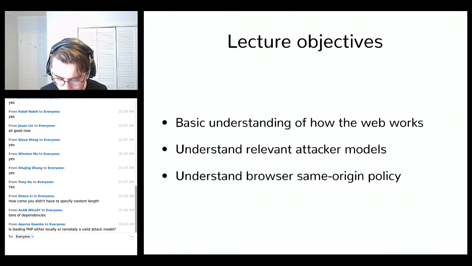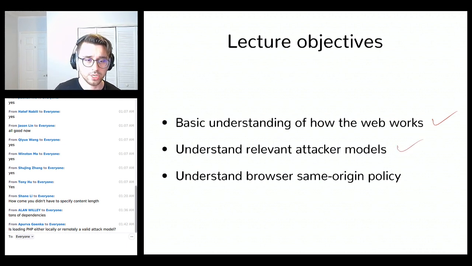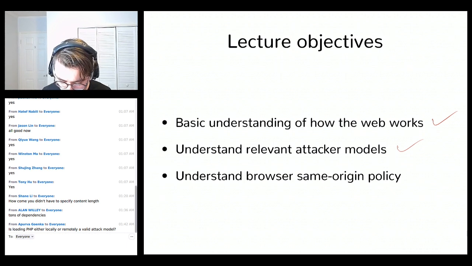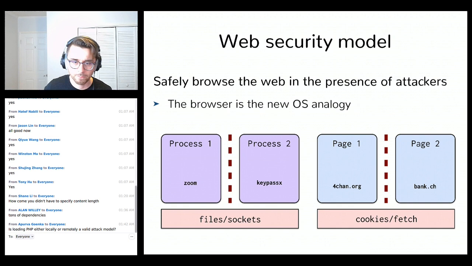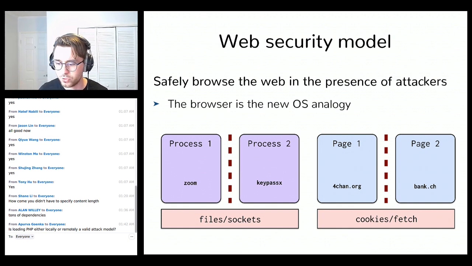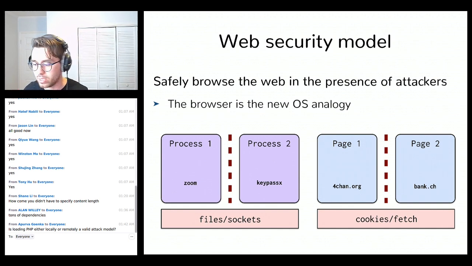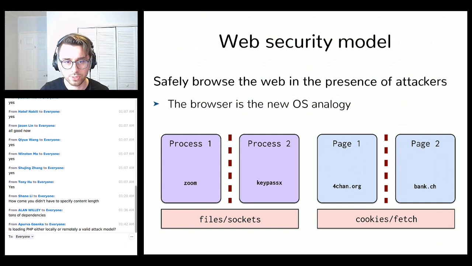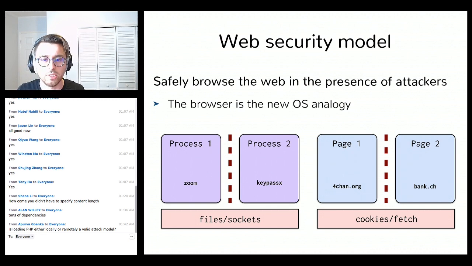All right, so now you have some sense of how the web works. We know a little bit of where the attacker is. We're going to look at it in more detail as we go through understanding the same origin policy. Okay, so the easiest way to talk about the same origin policy is to think about our previous lectures, at least the one on isolation and OS security, right? One of the things that the browser intends to do is let us safely browse the web in the presence of attackers, right?